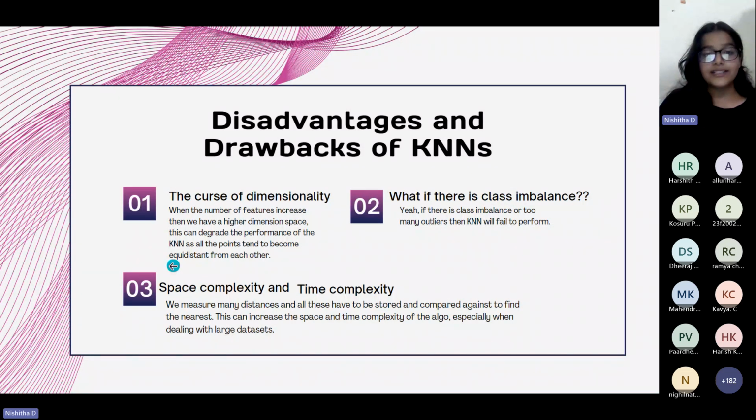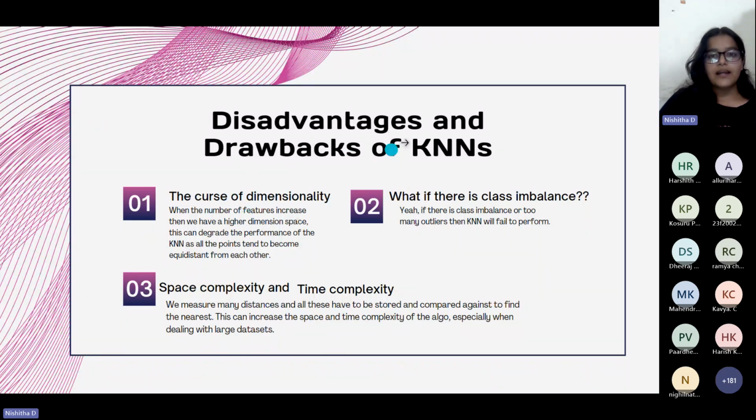One more very important thing is space complexity and time complexity. In this algorithm, we measure many distances between test data points and the train data points. We calculate all those distances and you have to store them, and then you have to compute the k nearest, like 3 nearest, distances you're supposed to consider, right? So you have to compare all of them to find the nearest distances. Clearly, it takes a lot of storage and a lot of time to compute. This increases the space and time complexity of the algorithm. When you have large data sets, it'll take up a lot of space and time. So that's one disadvantage of the KNN algorithm.